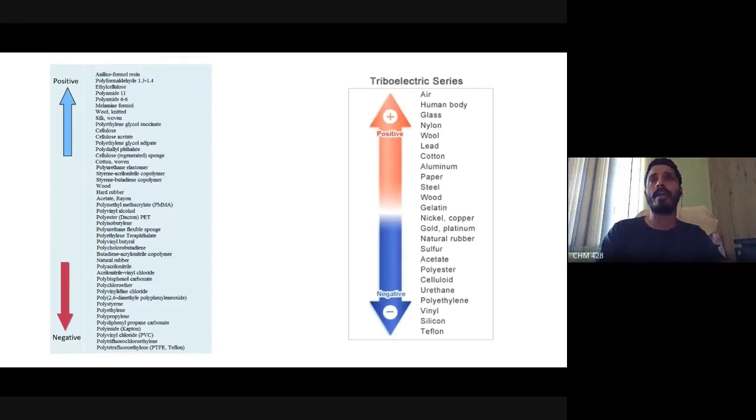That is why when you repeatedly style your hair with a plastic-based comb, your body is at the top of the list and the plastic comb is at the bottom of the list. They are far apart in the series. Whenever you style your hair with a plastic-based comb, what will happen? All the hair threads will acquire the same charge and they will start to repel each other. That is why they stand up on their own.